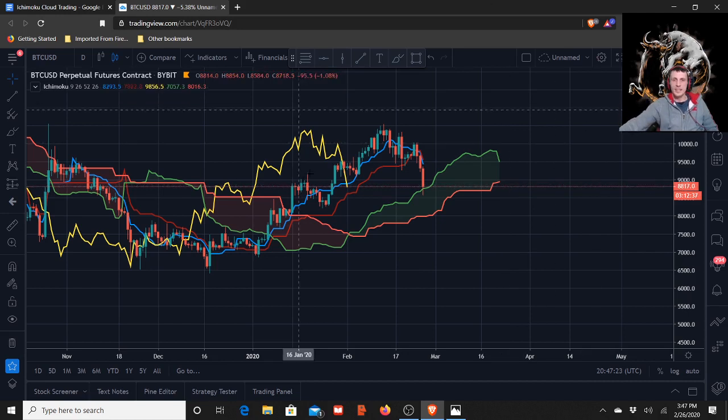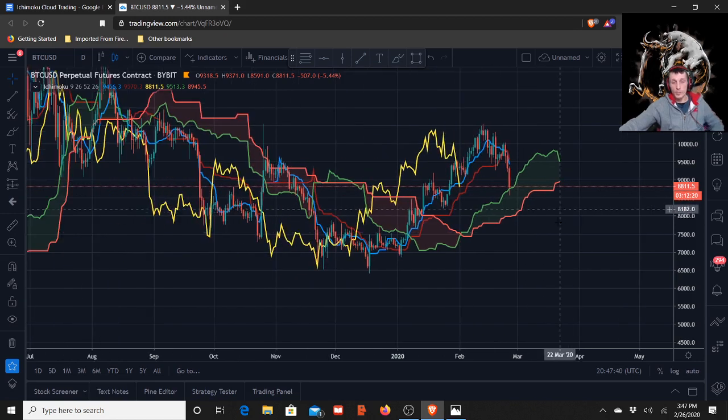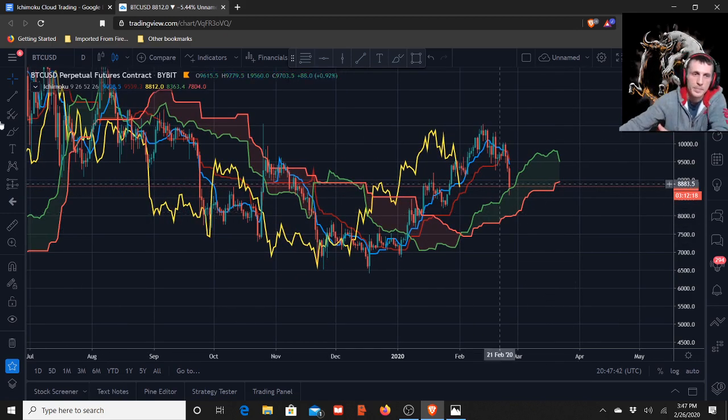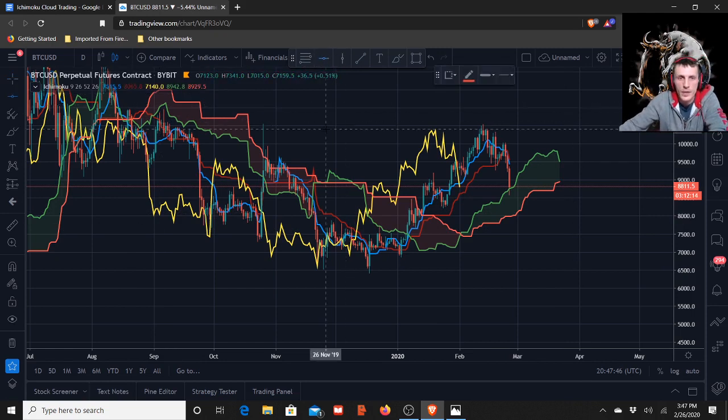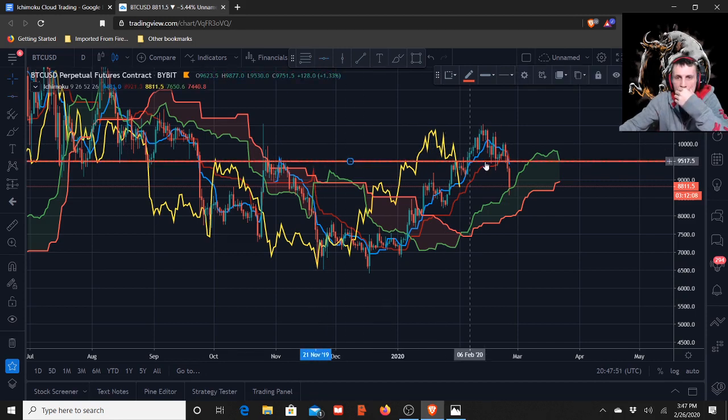Now, if this lagging span was up here above the candles, then I would be getting ready for a long, because 26 periods ago the price is up here, and 26 periods in the future, the price could be back up here. And a good way to find your support and your resistance with the lagging span is you can just find your peaks. So right there is a nice support.